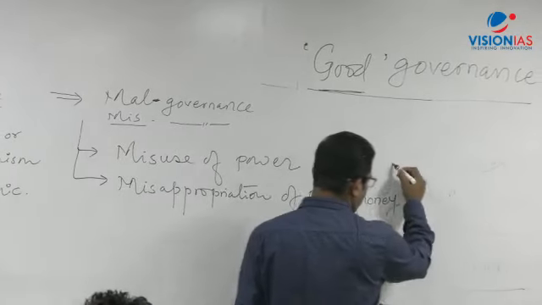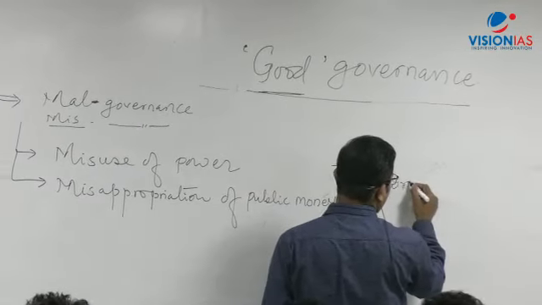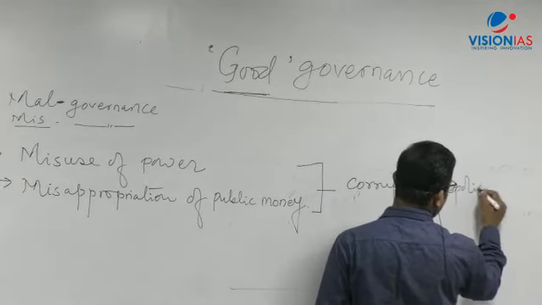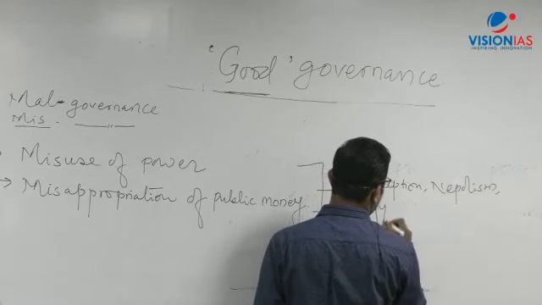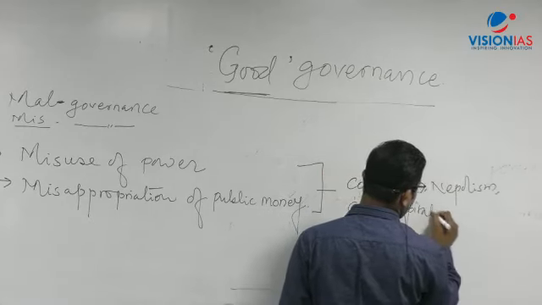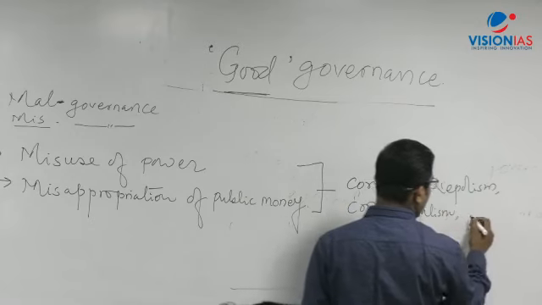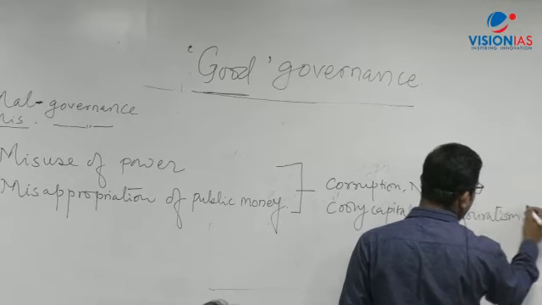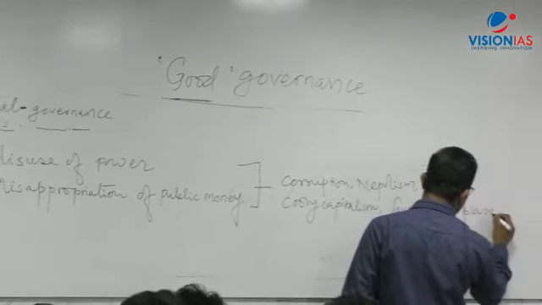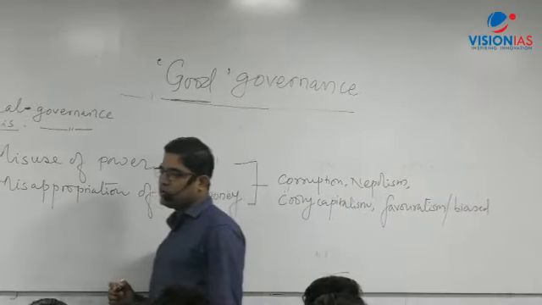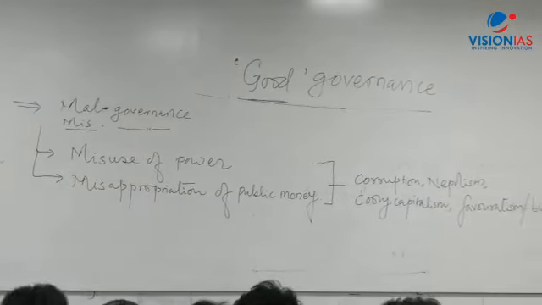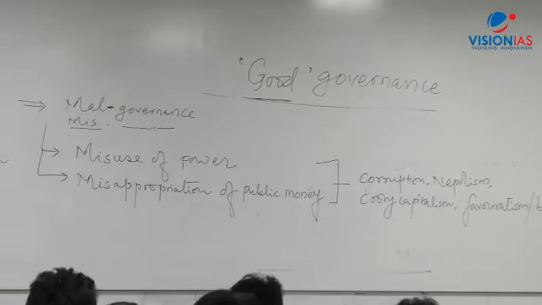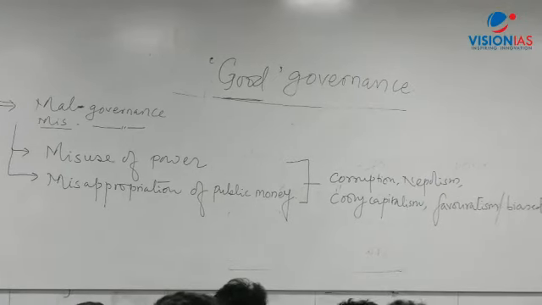So sum total of this thing, misuse and appropriation, it's a corruption, nepotism, crony capitalism, any other kind of favoritism, or any other type of biased governance that it will result into. Corruption, nepotism, crony capitalism, favoritism, or biased one.